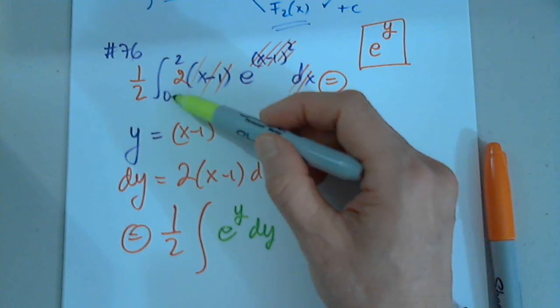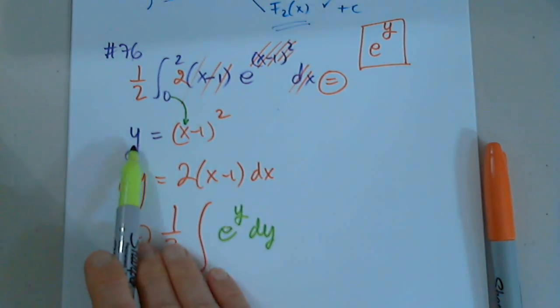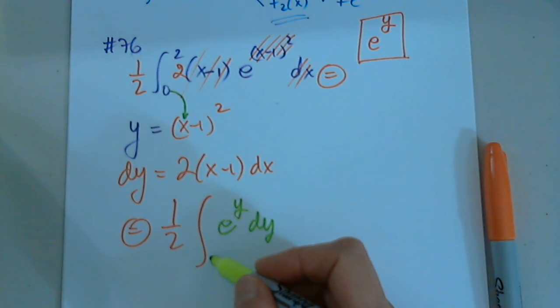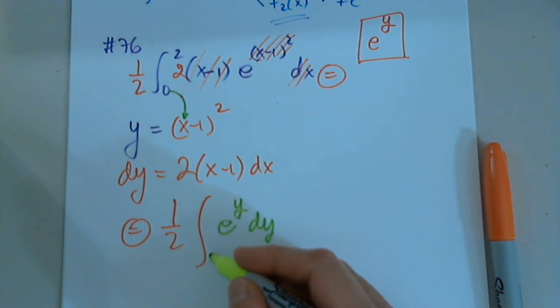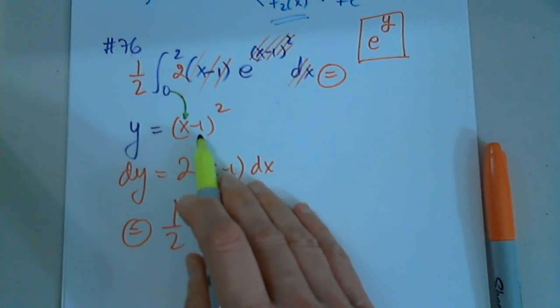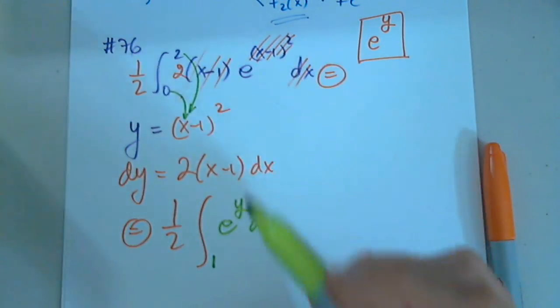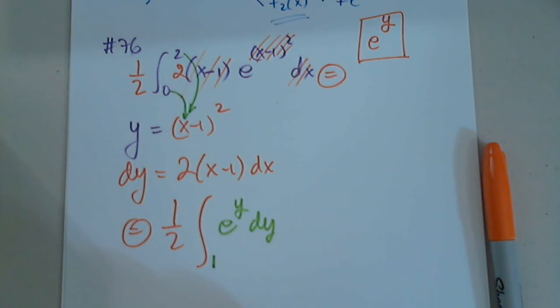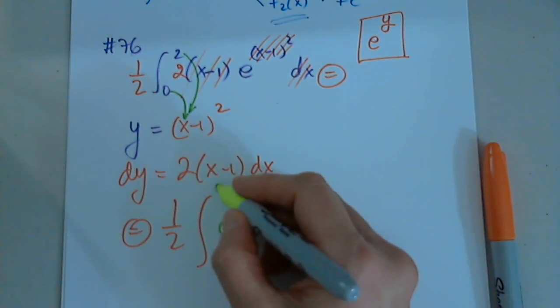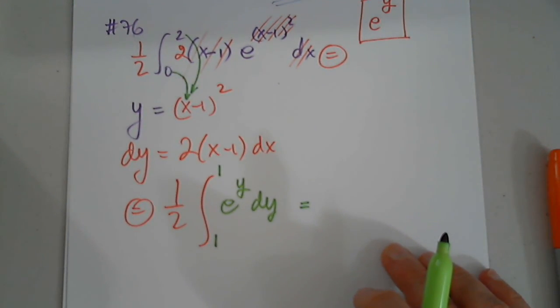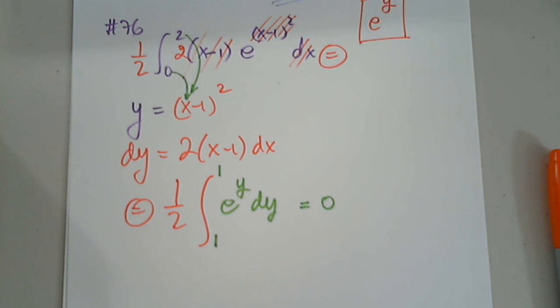Okay, so now let's plug in 0 to find the lower limit for y. What is the lower limit for y? Is it 1? Very good. 0 minus 1 is negative 1. Negative 1 squared is 1. Perfect. Now let's plug in 2. Also 1? Uh-huh. So what is the answer? I don't have to calculate anything. 0. Good.